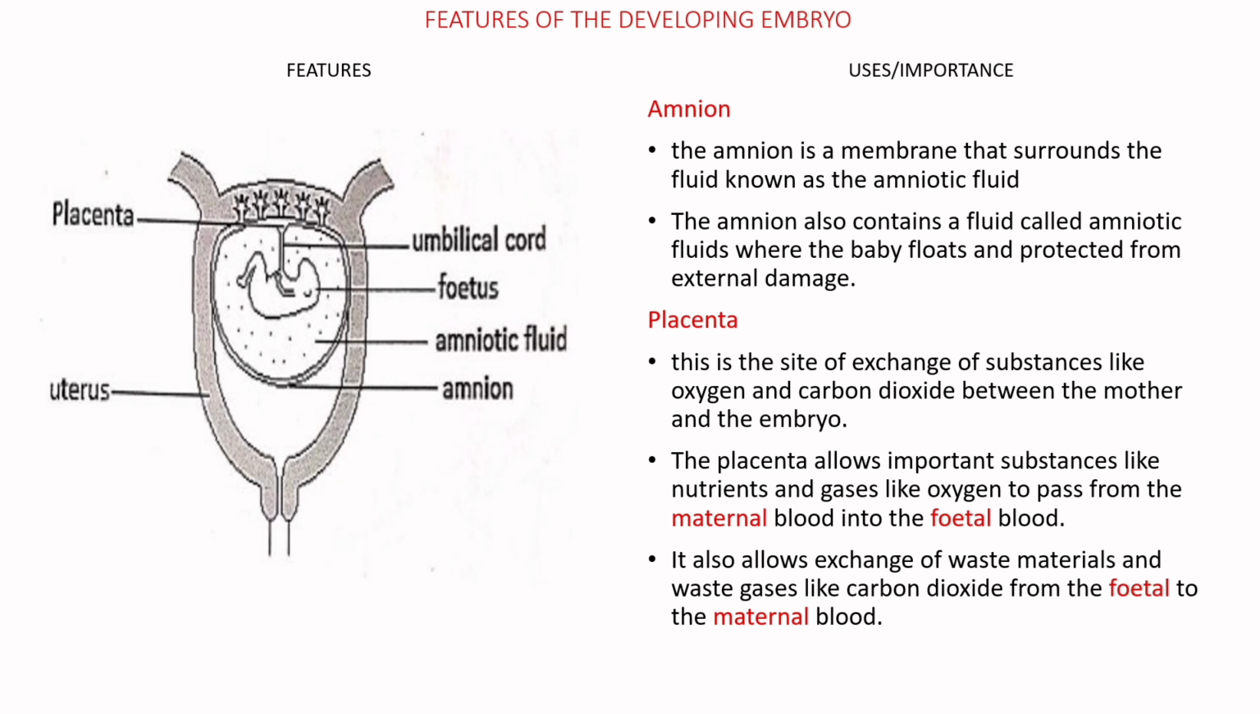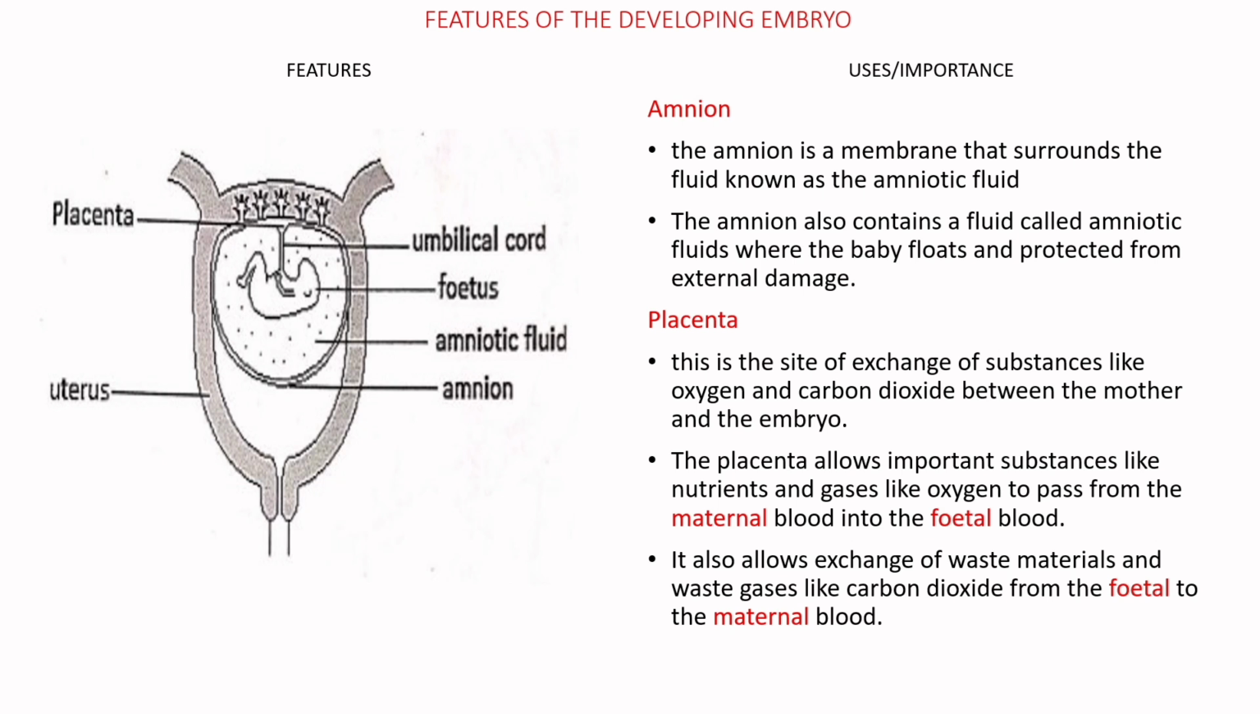This is a site of exchange of substances like oxygen and carbon dioxide between the mother and the embryo. The placenta allows important substances like nutrients and gases like oxygen to pass from the mother's bloodstream into the fetus bloodstream. Apart from that, it also allows exchange of waste materials and waste gases like carbon dioxide from the fetus bloodstream into the maternal bloodstream.